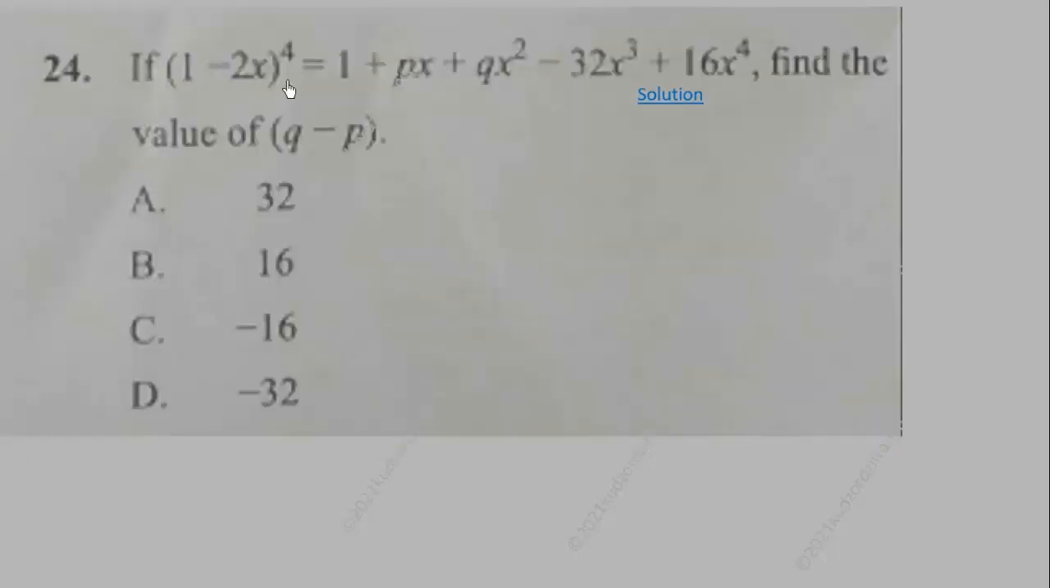If 1 minus 2x exponent 4 is equal to 1 plus px plus qx squared minus 32x cubed plus 16x exponent 4, find the value of q minus p. So we have to expand this. After expanding, we substitute the values and simplify.